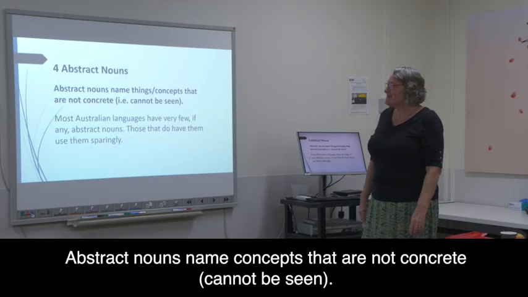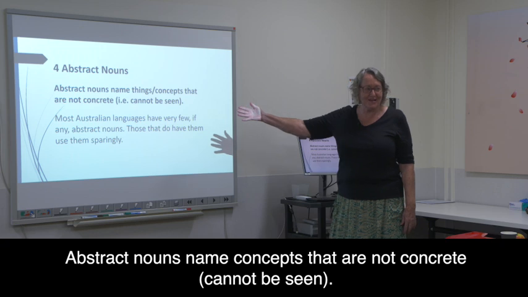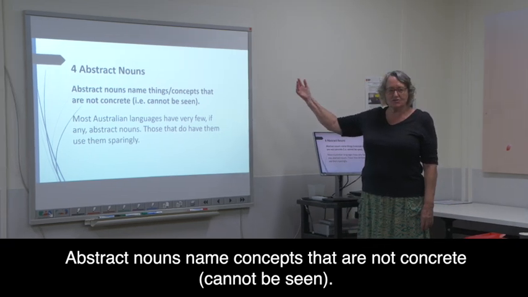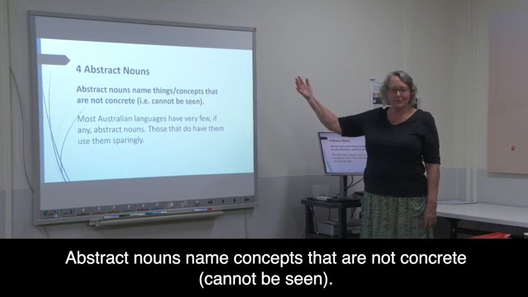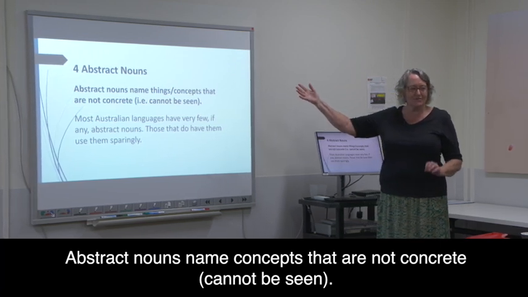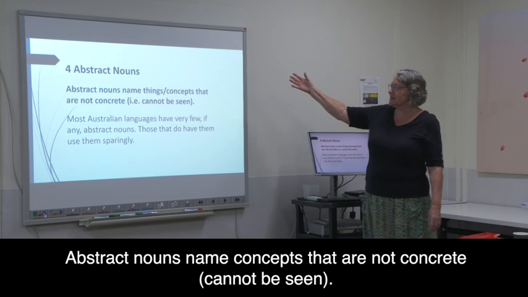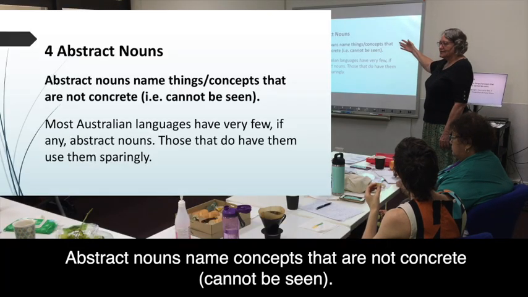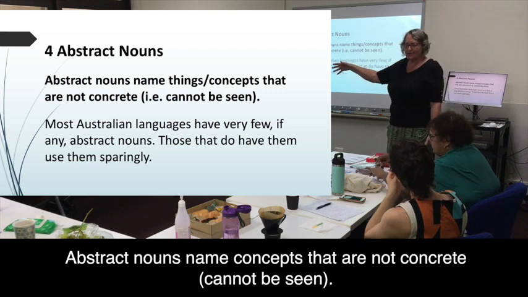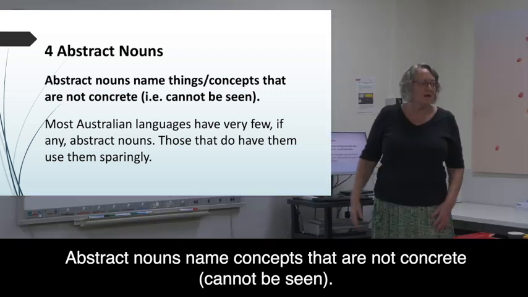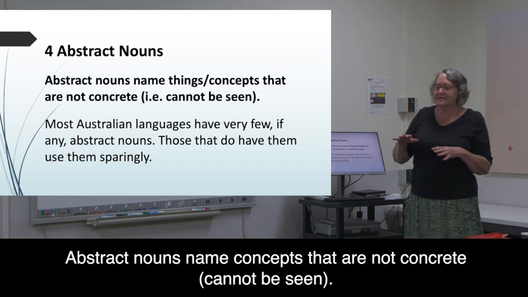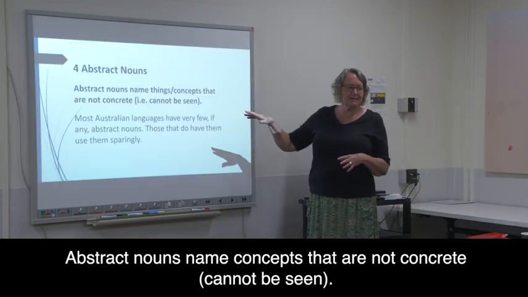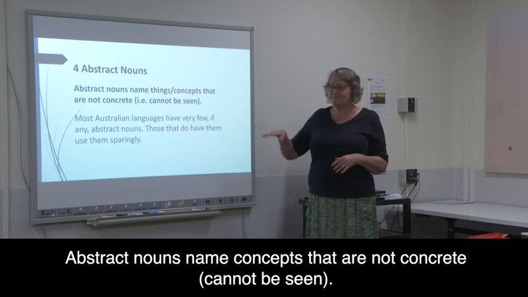Abstract nouns. Now I've written a definition of abstract nouns up here. Abstract nouns name things or concepts. I've said the word things, but that's not a literal thing, but concepts that are not concrete. That is, they cannot be seen. They're not physically there. So anything that is naming a concept that can't be seen is an abstract noun.